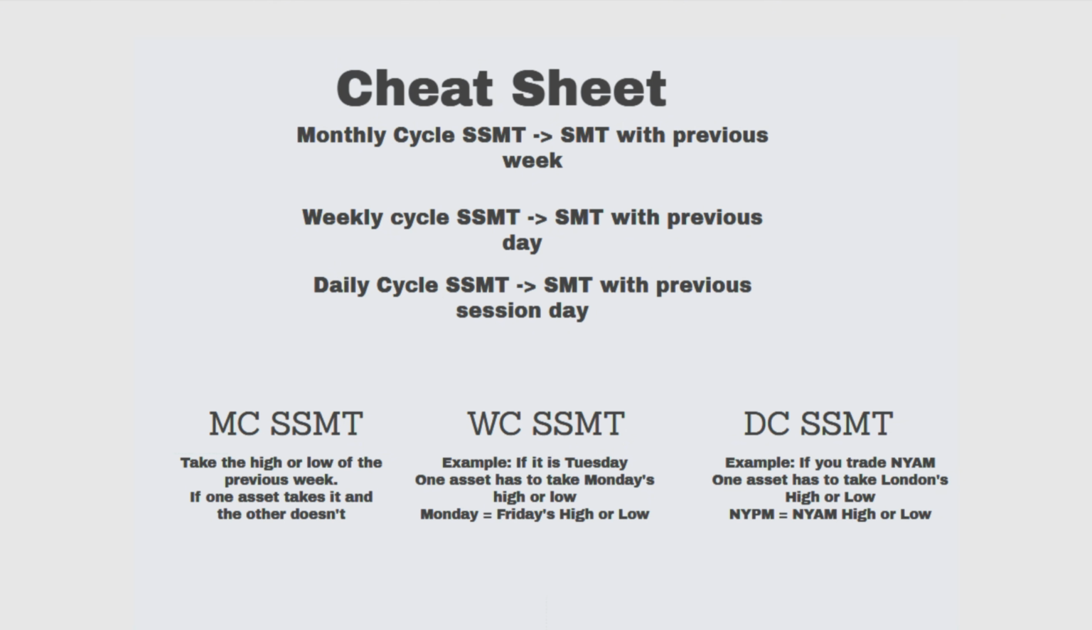For weekly cycle SSMT, it's with previous day. So Monday, Tuesday, Wednesday, Thursday, Friday. So if you're trading on Wednesday, it will be with Tuesday's high or low. And if you're on Monday, the previous day will not be Sunday, it will be Friday.